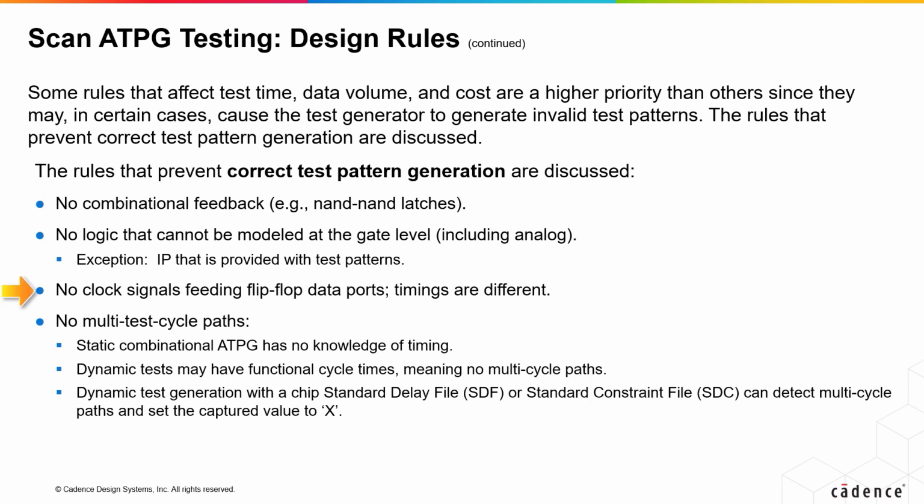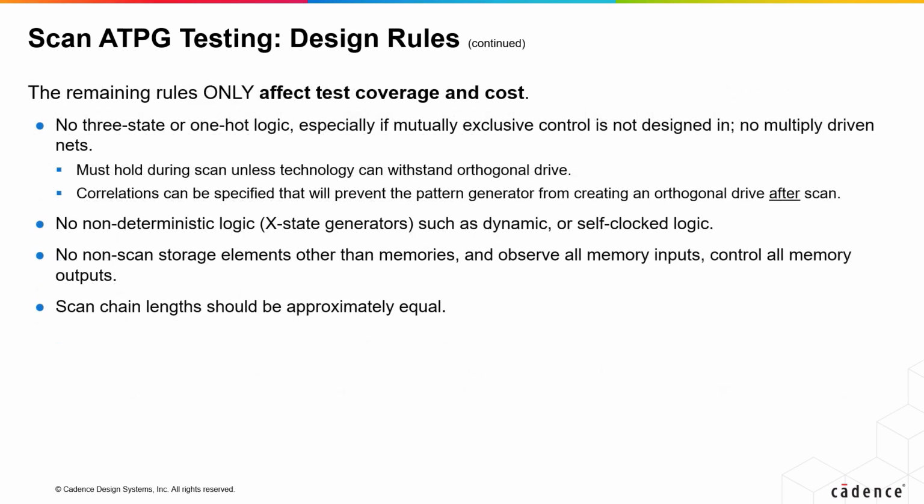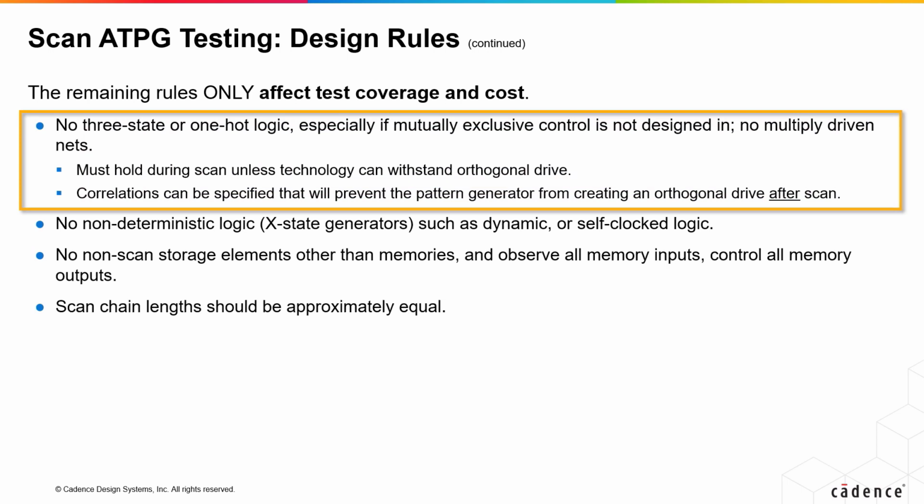Clocks may not be used as data inputs to flip-flops. The timing of the clock pulses is different from the timings of data inputs. Finally, if there are any paths that are slower than the intended tester cycle time, the test generator typically cannot recognize the situation and determine the correct capture value. The remaining rules only affect test coverage and cost. The first is that there be no three-state or other multiply-driven nets, including transmission gate, one-hot, logic.